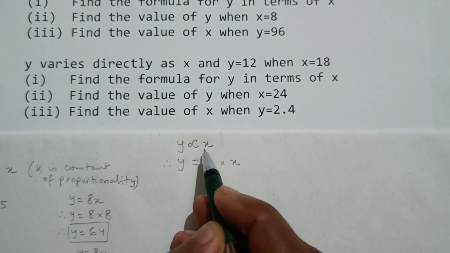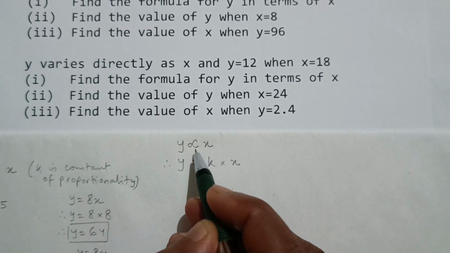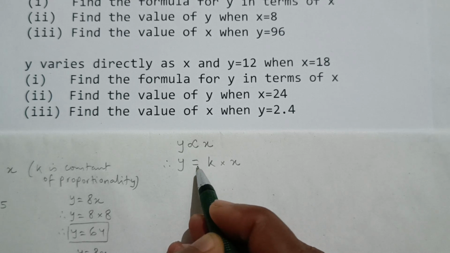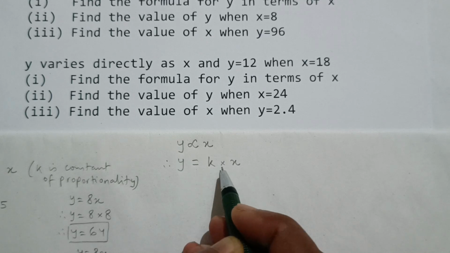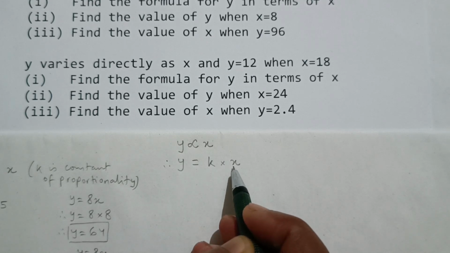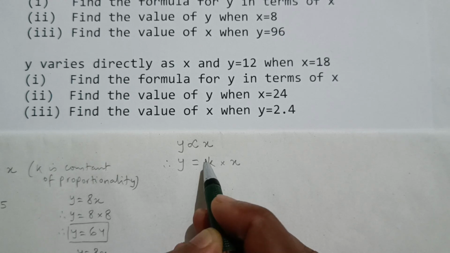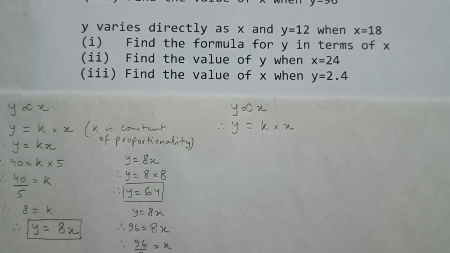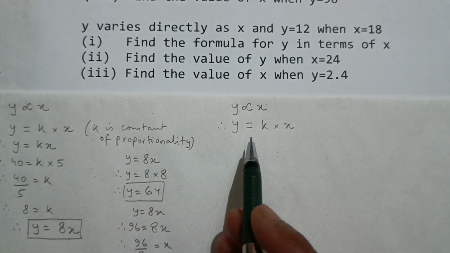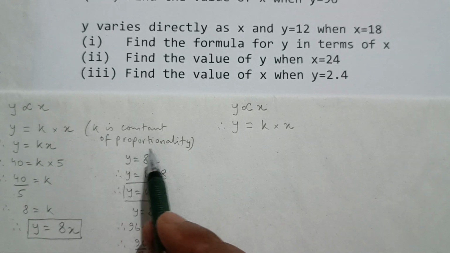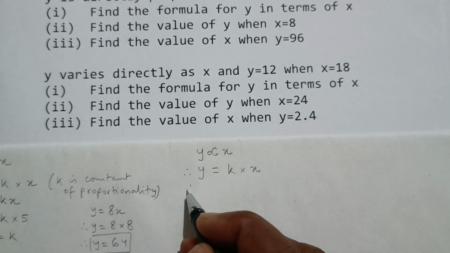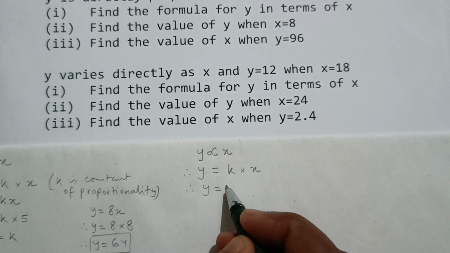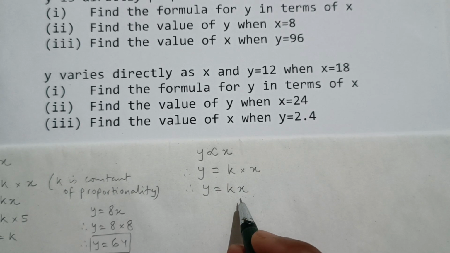What I have done is, I have replaced this symbol with the equal to sign. So now this expression becomes y equals k multiplied by x. Here k is the constant of proportionality. In this equation, k is the constant of proportionality. Now k multiplied by x is kx. So y equals kx.